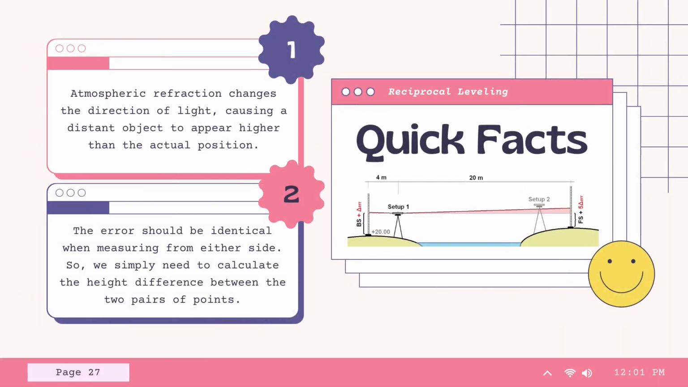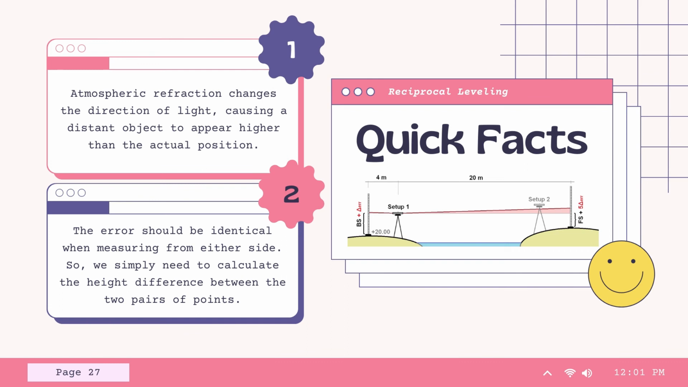Atmospheric refraction is defined as the change in the direction of propagation of electromagnetic radiation or sound waves in traversing the atmosphere. In simpler terms, atmospheric refraction changes the direction of light, causing a distant object to appear higher than the actual position. So this phenomenon occurs because the higher the altitude, the lower the density of the air. So this is why we perform reciprocal leveling so that we can eliminate the errors made by atmospheric refraction.